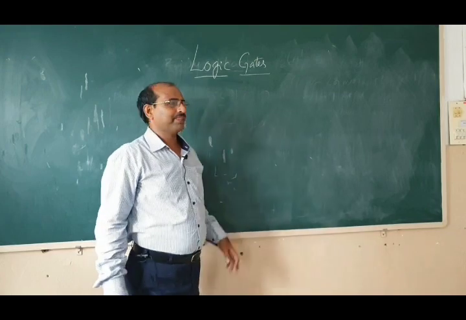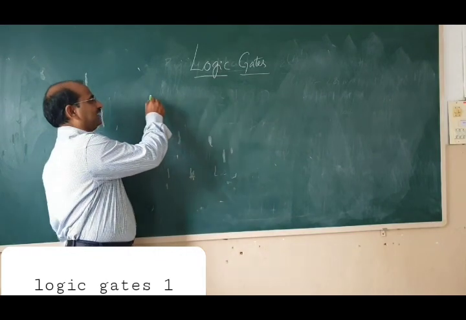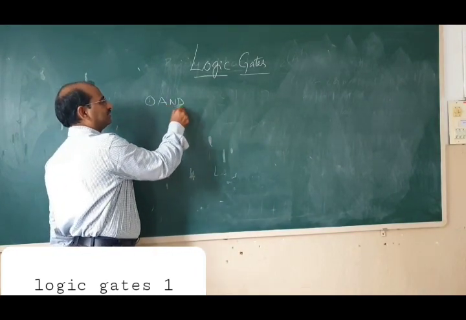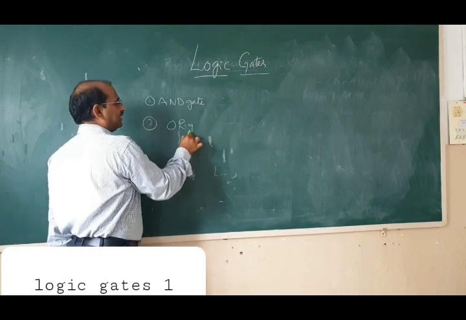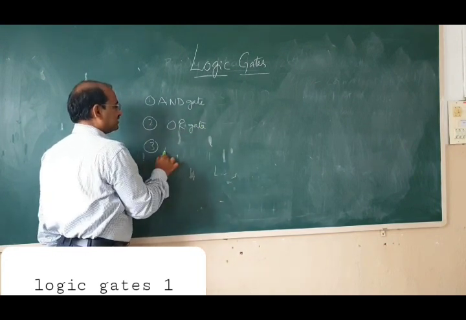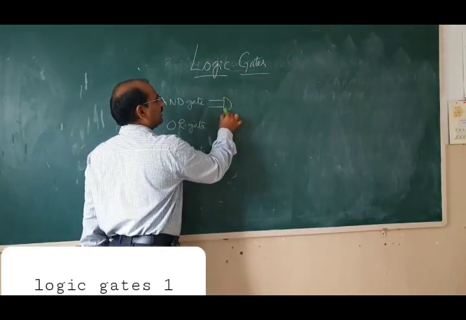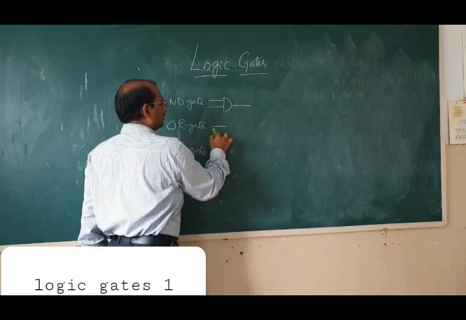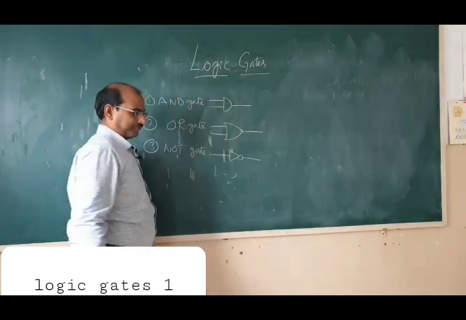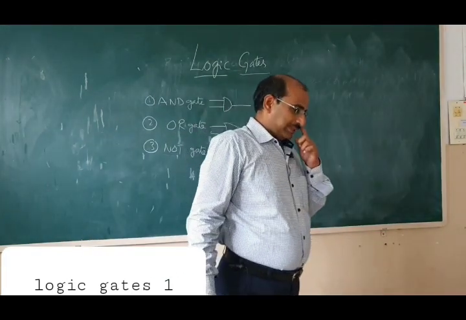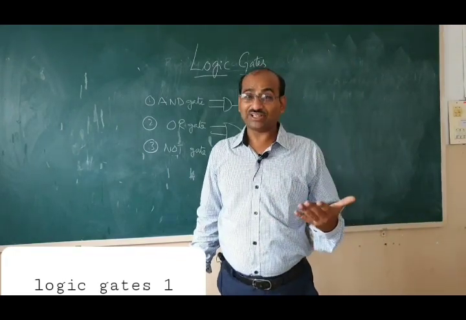Okay, welcome back. In the previous class we discussed three logic gates: the AND gate, the OR gate, and the third one, the NOT gate. These are the three basic logic gates.